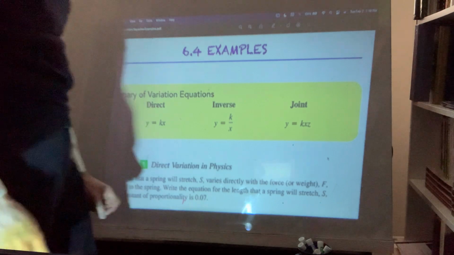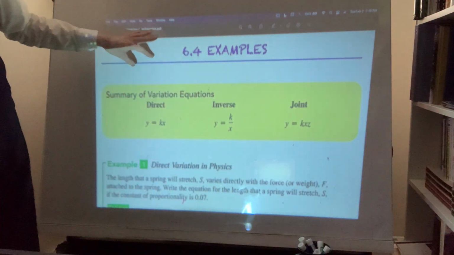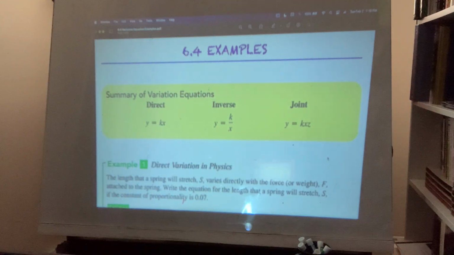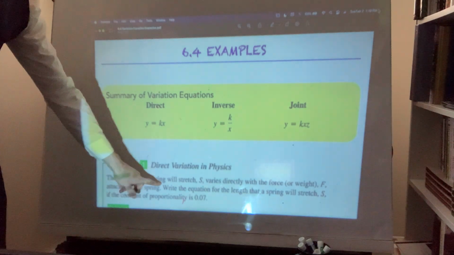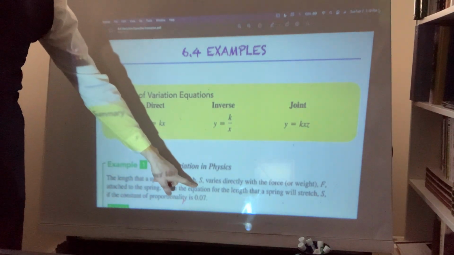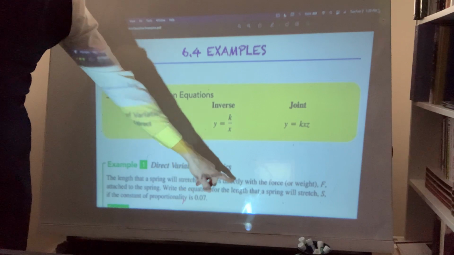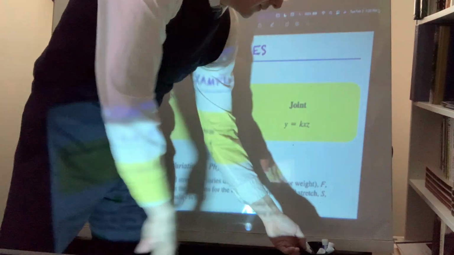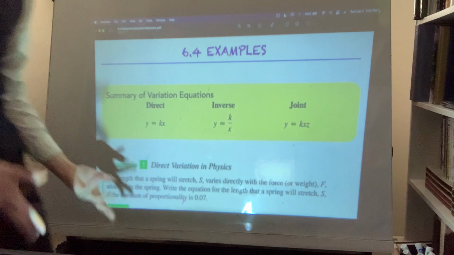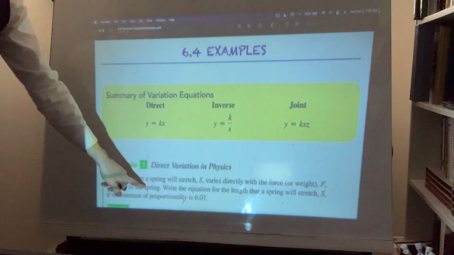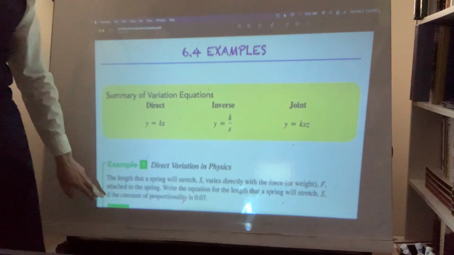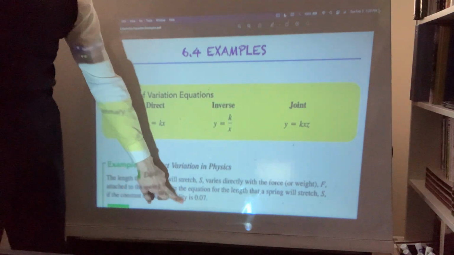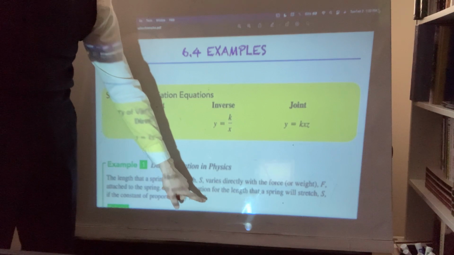Now, I don't know if I'm going to get myself in trouble here. I don't have a lot of space to write with the projection in the way, but let's see what I can finagle. All right. The length that a spring will stretch is going to be called S, right? And it varies directly with the force or weight, which will be called F, unique to this problem, attached to the spring. Write an equation for the length that the spring will stretch, all right, if the constant of proportionality is 0.07, all right?